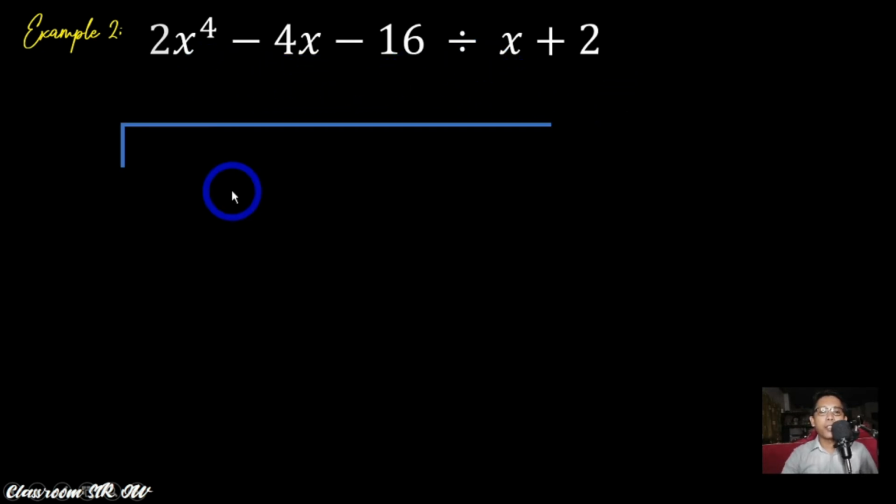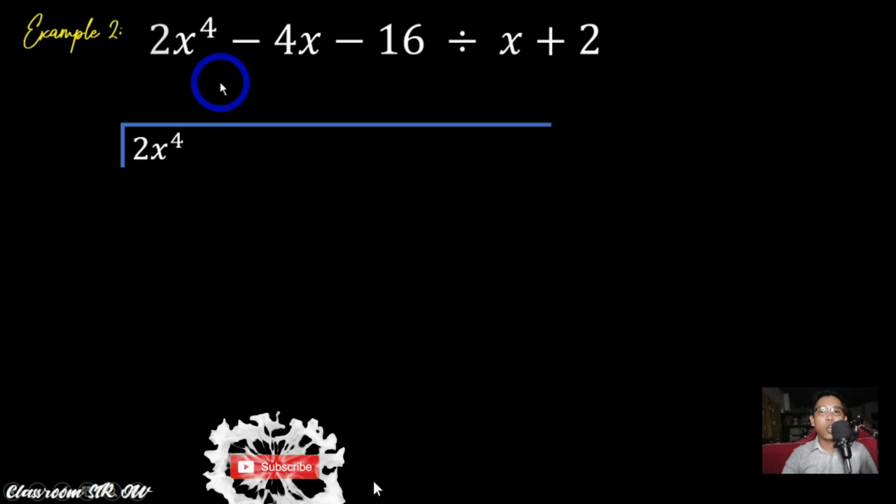So for us to divide this one, what we are going to do is we will copy first 2x^4 and next is supposedly negative 4x. But you have to remember, guys, that in division of polynomial by polynomial, you have to take note that the polynomial should be in descending order.